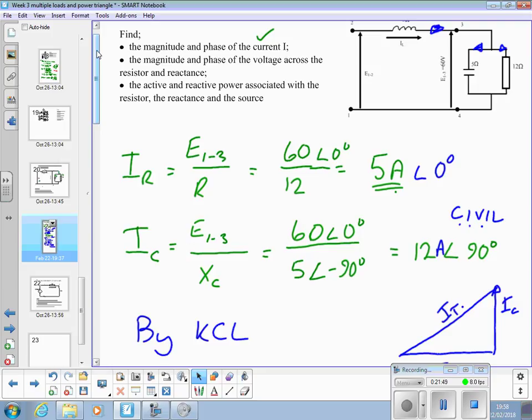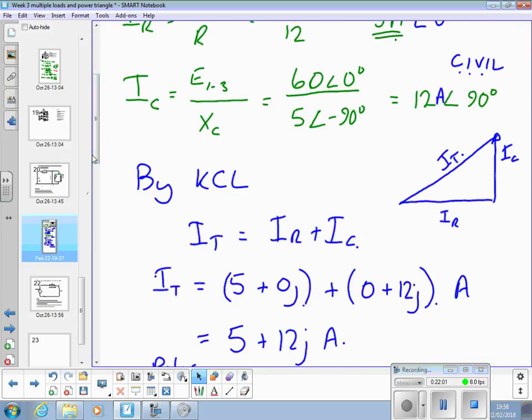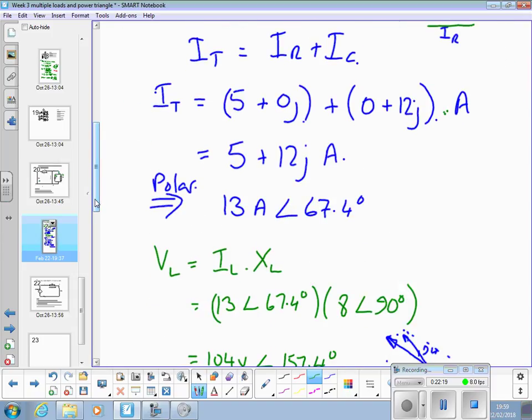IC, we got reactance angle of minus 90 degrees, so we end up with 12 amps at plus 90 degrees. What we've done there is created a triangle where we've got a horizontal component from IR and a vertical component from IC, and we can add those together in rectangular form this time and convert them to polar to get 13 amps angle 67.4 degrees.